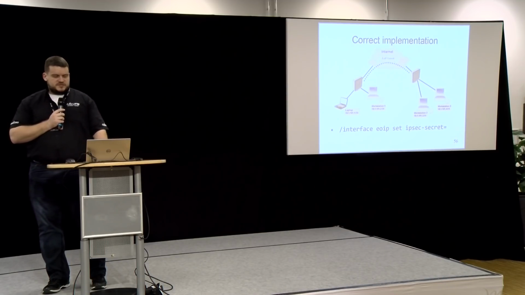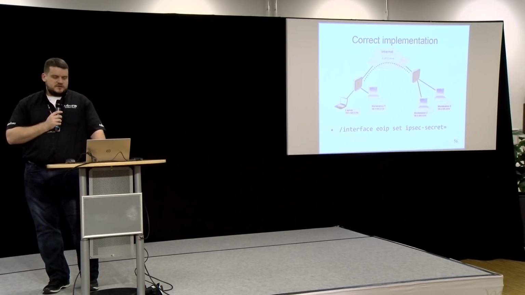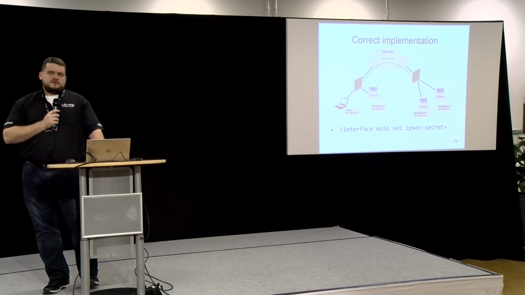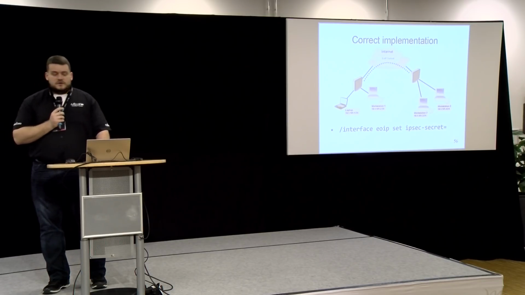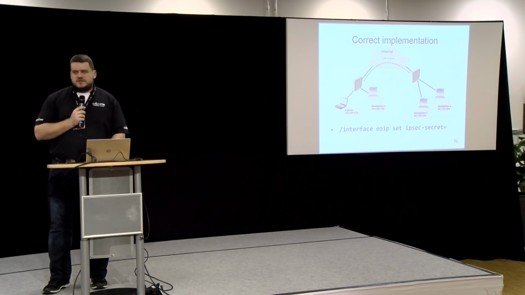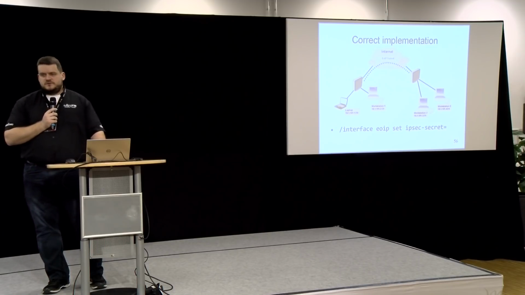So the correct implementation is very simple. You just create an Ethernet over IP tunnel, and you just specify the IPsec secret option inside that tunnel, and this tunnel will instantly be running the highest security available so far, so IPsec encryption automatically, and you don't need to do any configuration. You just need to specify on both ends the same passphrase, and that's it. Your Ethernet over IP tunnel is completely safe.